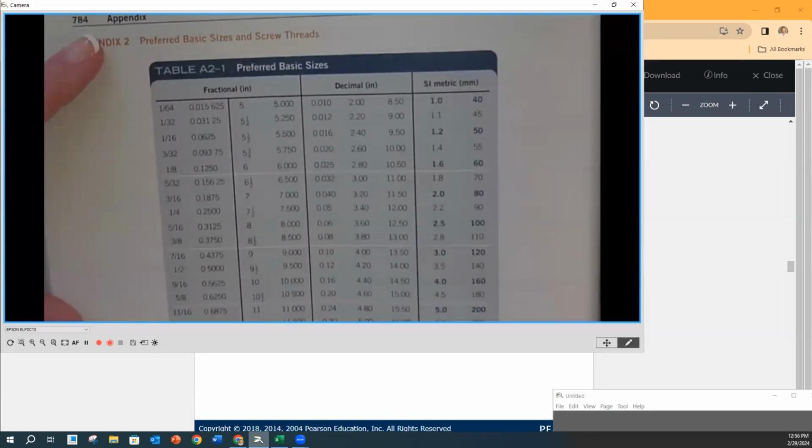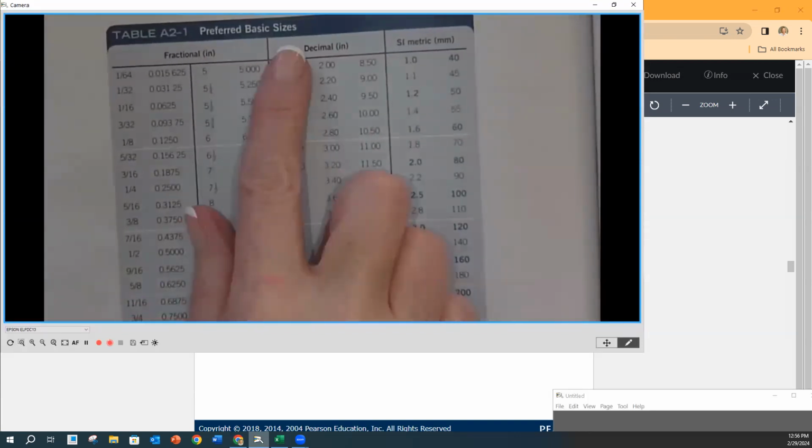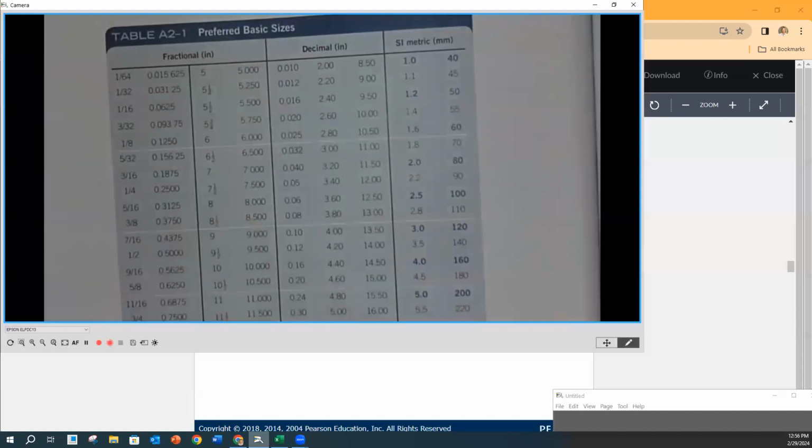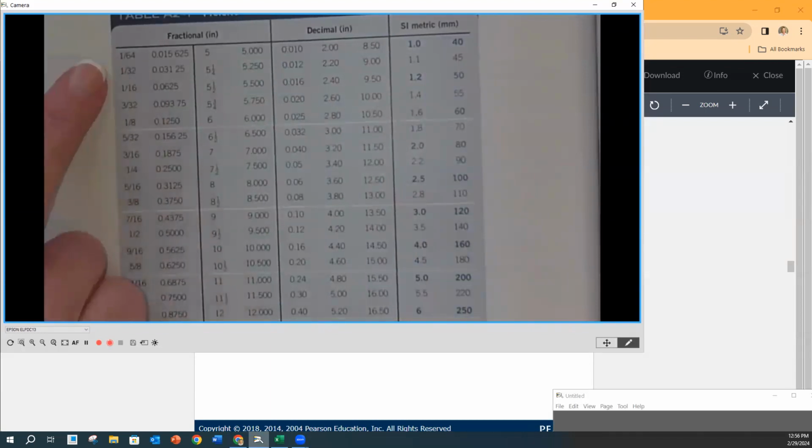What you'll see with this chart is the preferred basic sizes. For fractional inch, we want to try to get them to the closest fractional increment. For smaller sizes, it can be in 64ths, 32nds of an inch increments.